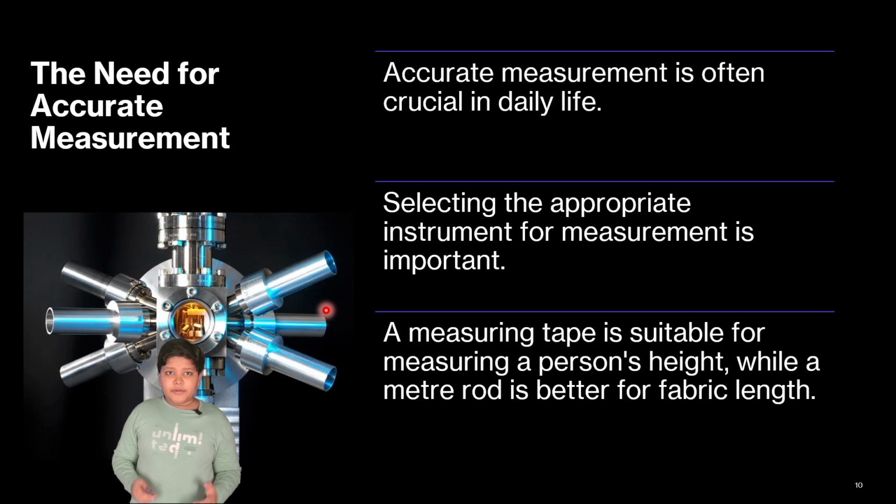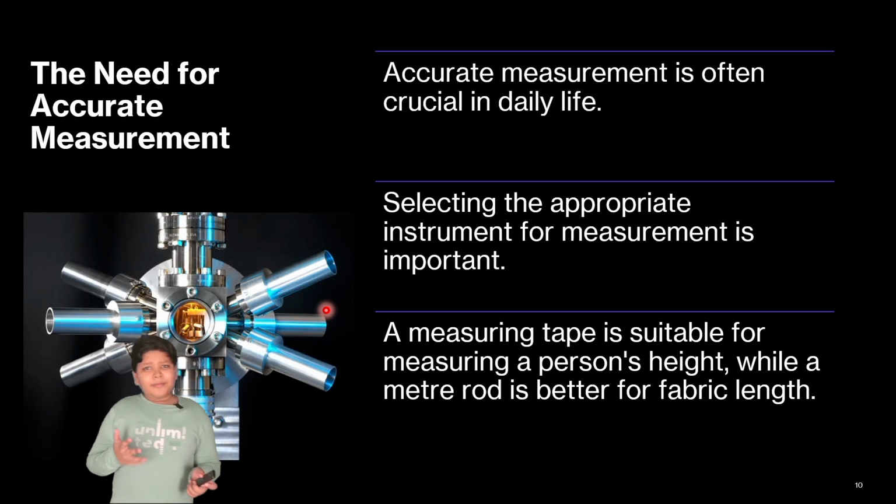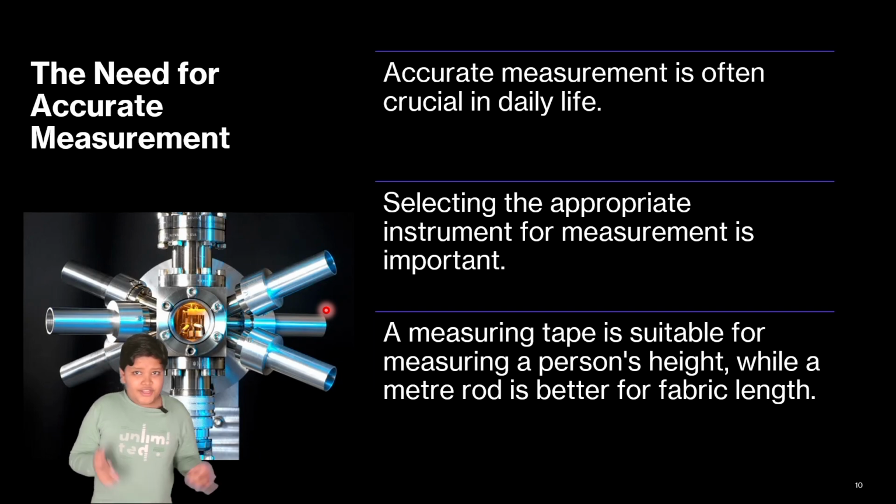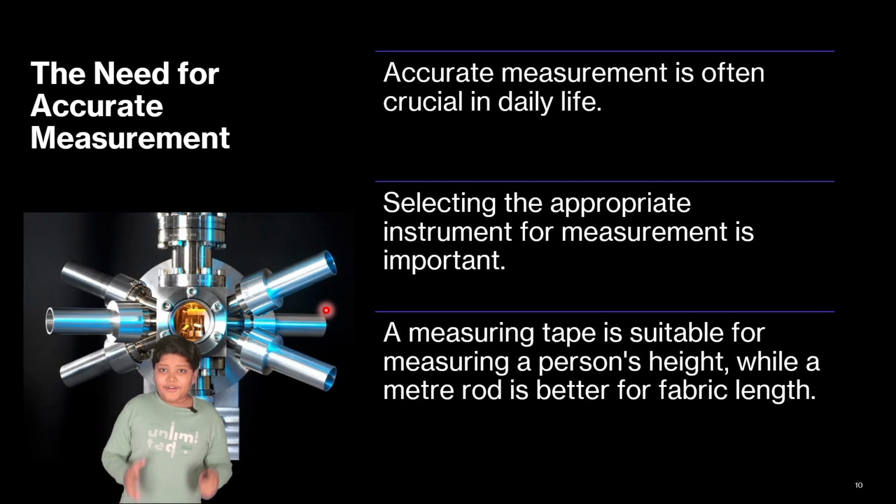It's not just about measuring, it's about measuring accurately. The precision depends on the context. Imagine trying to measure a person's height with a small ruler. It wouldn't be very accurate. That's why choosing the right instrument, like a measuring tape for a person's height or a meter rod for a piece of fabric, is important to get a correct and reliable measurement.